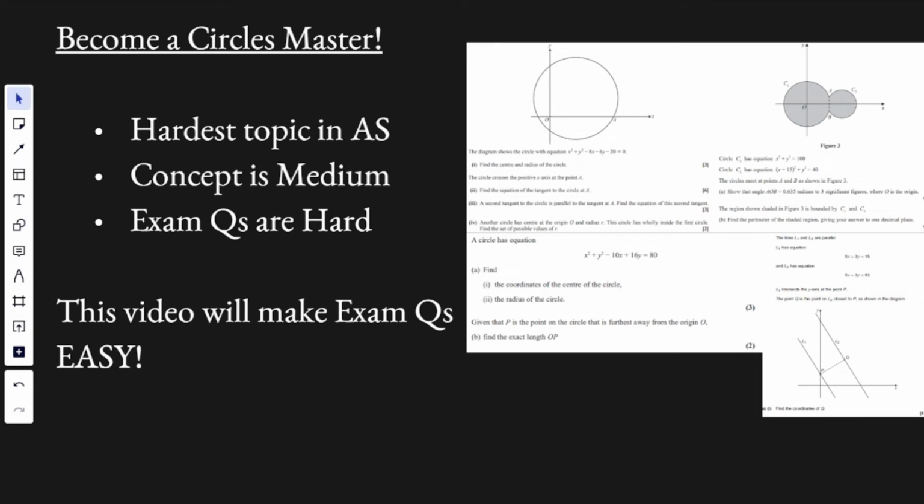Now, you're probably studying circles at school or revising for an important mock or final exam, and you're struggling with circles. Very normal, very hard topic, but generally people don't struggle with the concept. You're familiar with what a circle is, the equation of a circle, probably even the circle theorems you would have met in GCSE. But the exam questions are still very hard.